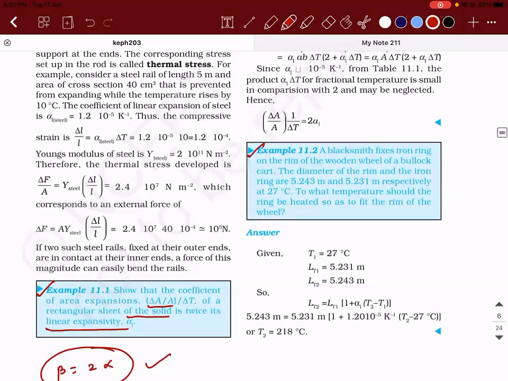Secondly, there is a blacksmith who fixes an iron ring on the rim of a wooden wheel of a bullock cart. The diameter of the rim and the iron ring are 5.243 and 5.231 meters respectively at 27 degrees Celsius. To what temperature should the ring be heated so as to fit the rim? So diameter of rim is equal to 5.243 meter. Diameter of iron ring.